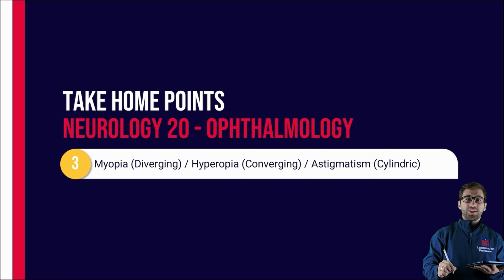Uveitis is often associated with autoimmune diseases such as ankylosing spondylitis and sarcoidosis, and requires prompt treatment to prevent complications. Refractive errors include myopia or nearsightedness, corrected with diverging lenses, hyperopia, farsightedness, corrected with converging lenses, and astigmatism, caused by an irregularly shaped cornea, corrected with cylindrical lenses.